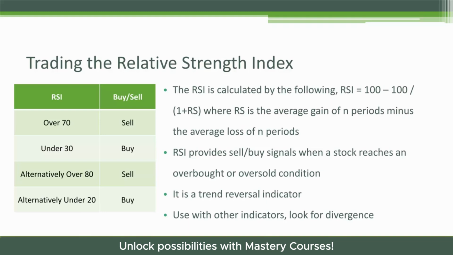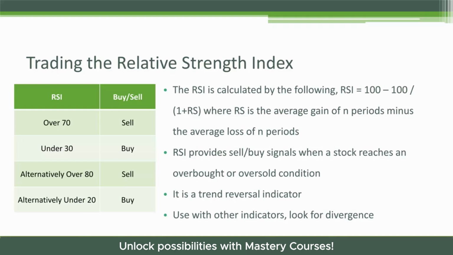RSI provides buy and sell signals when a stock reaches an overbought or oversold condition. RSI is an oscillator, meaning it moves between 0 and 100, and we use it as a trend reversal indicator. It's best to use RSI with other indicators, such as support and resistance, because you'll often find overbought or oversold conditions around support or resistance.